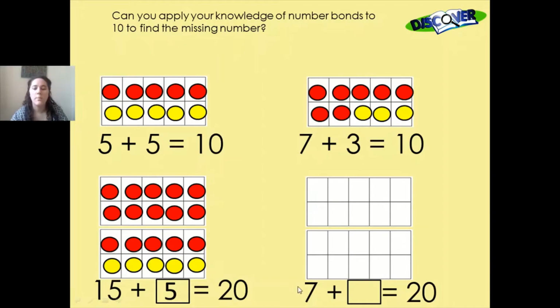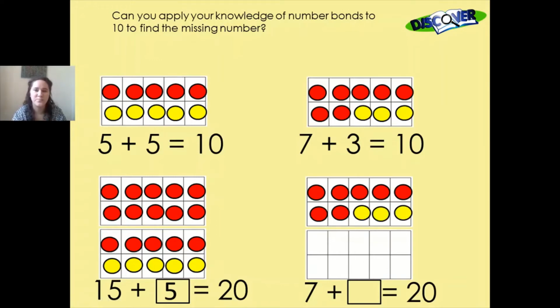So I'm going to start by putting those 7 counters onto my tens frame. You ready? There they are. Let's just double check there's 7. 1, 2, 3, 4, 5, 6, 7. There's 7. But now I need to complete the rest of the tens frames to make 20. This is where I can use my knowledge of number bonds to 10 to help me. I've got 7 at the moment, and I know that I'm going to need 3 more counters to make 10.